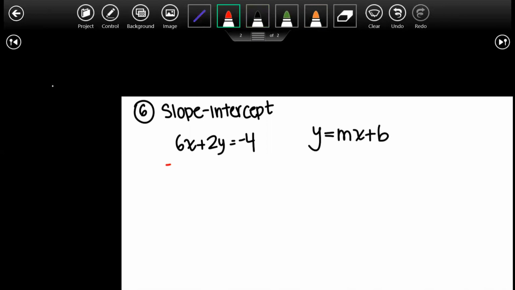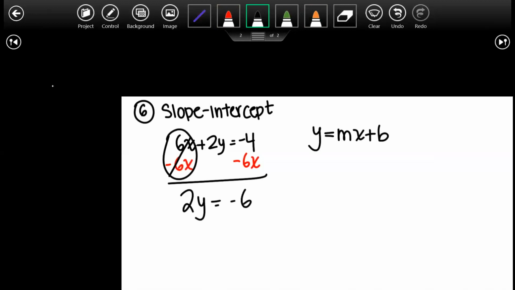First thing I'm going to do is subtract out 6x from both sides, getting that x term on the right-hand side. Our x's cancel out on the left, leaving me 2y is equal to -6x minus 4. We can't subtract those because those are not like terms.